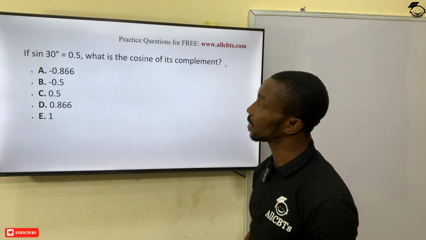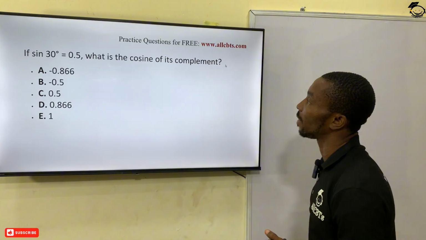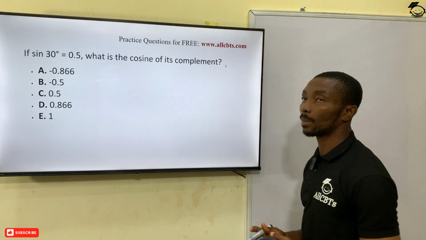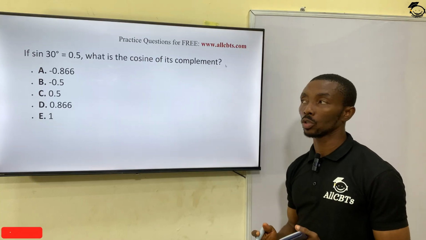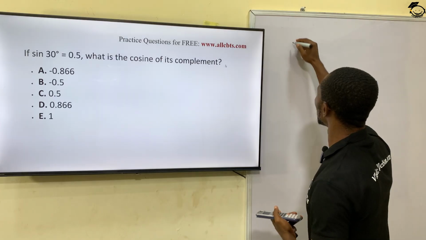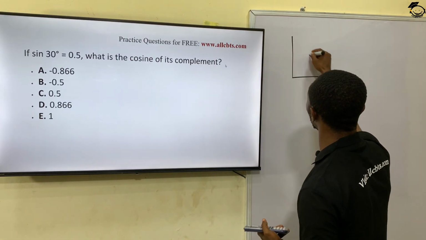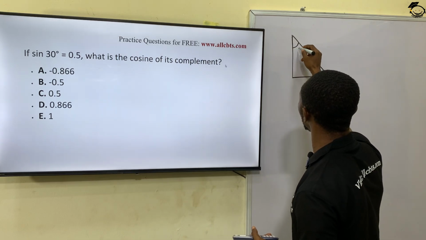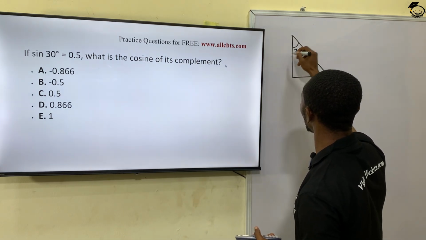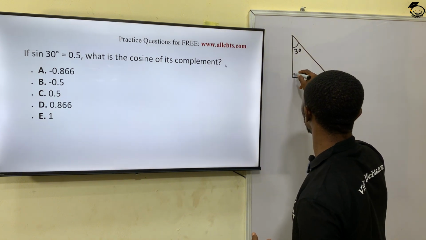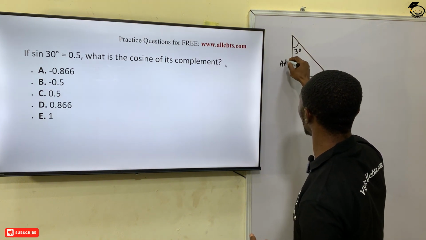If sine 30 degrees is 0.5, what is the cosine of its complement? Now, when we talk about complementary angles, we talk about two angles that sum up to 90 degrees. So if we have a right angle triangle this way, let's call this sine 30. So this will become opposite, and this will be adjacent.